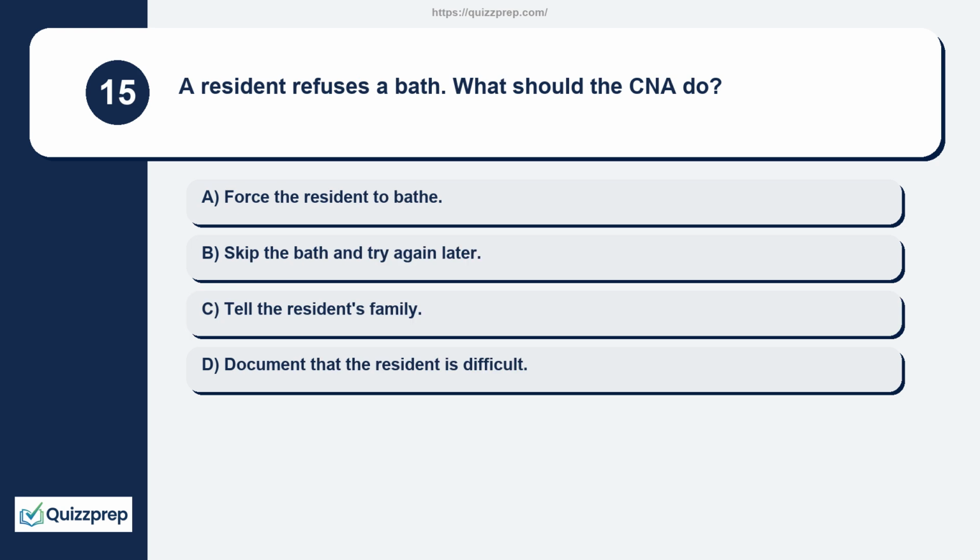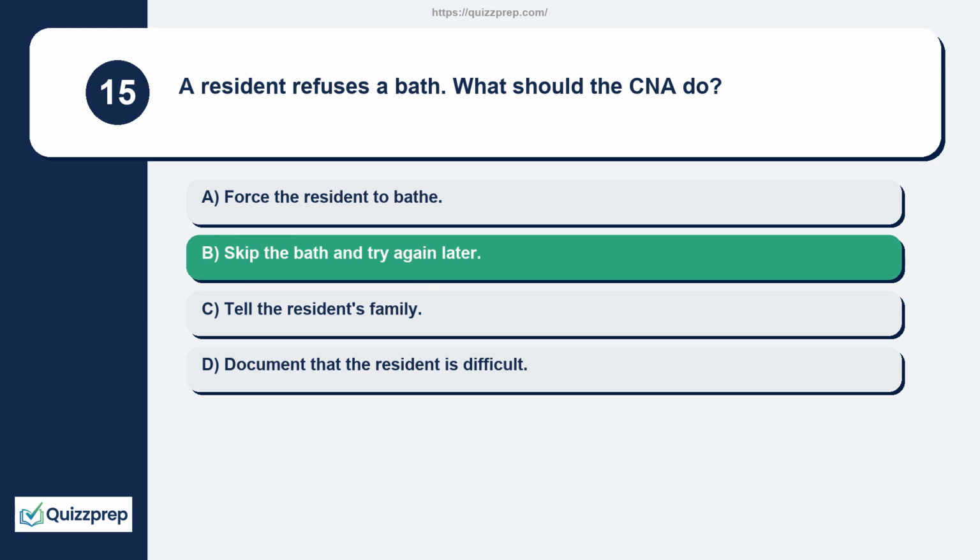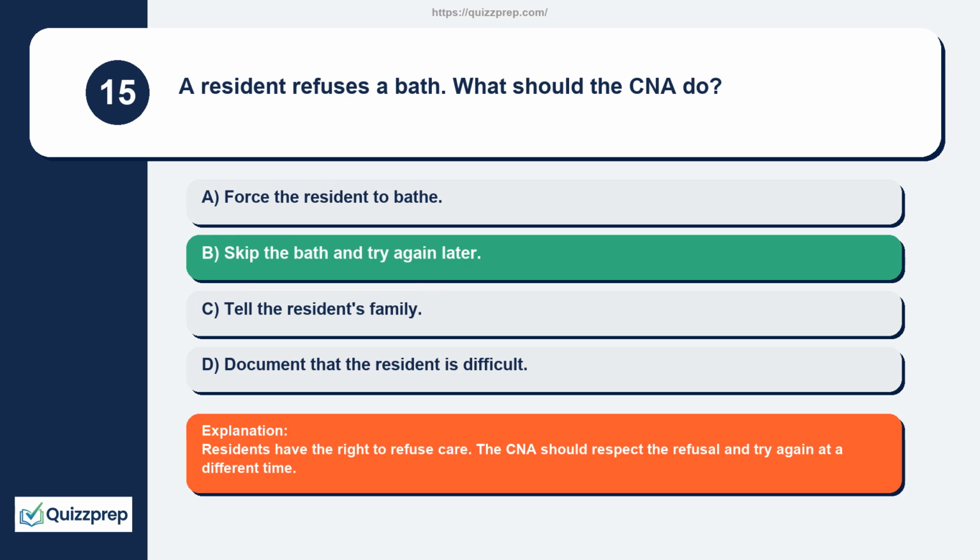Question 15. A resident refuses a bath. What should the CNA do? Force the resident to bathe. Skip the bath and try again later. Tell the resident's family. Document that the resident is difficult. Residents have the right to refuse care. The CNA should respect the refusal and try again at a different time.